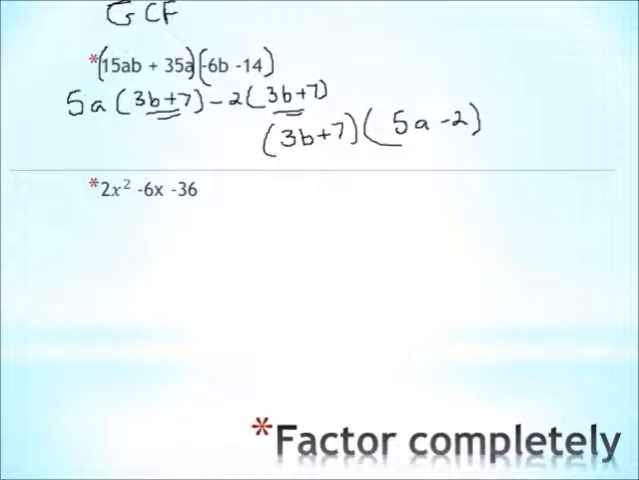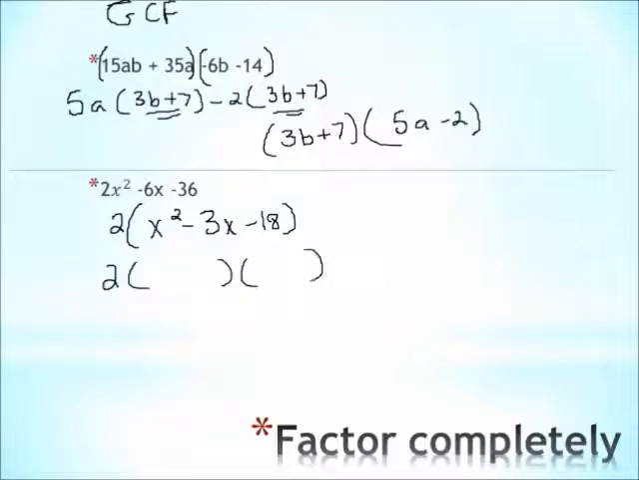So looking at the next problem, again, GCF, so we're going to take out a 2, and we're left with x squared minus 3x minus 18. And then we are going to continue to factor. We know that we're going to get x and x to be x squared. So what are our factors of -18 that when we add them together equals -3?